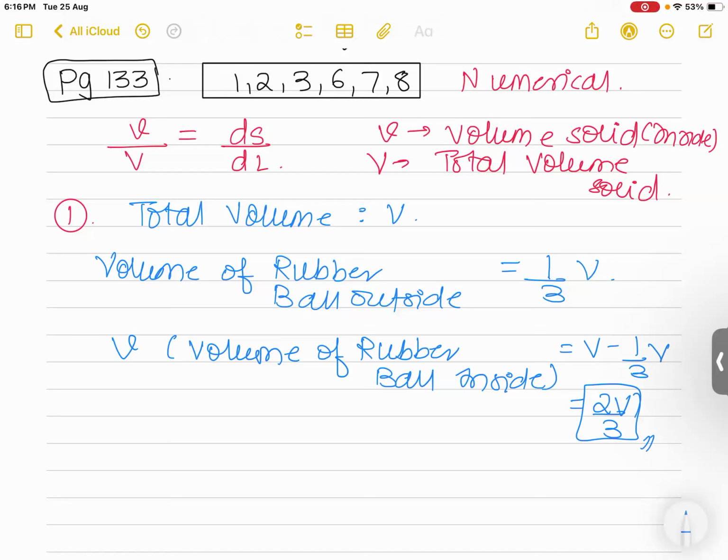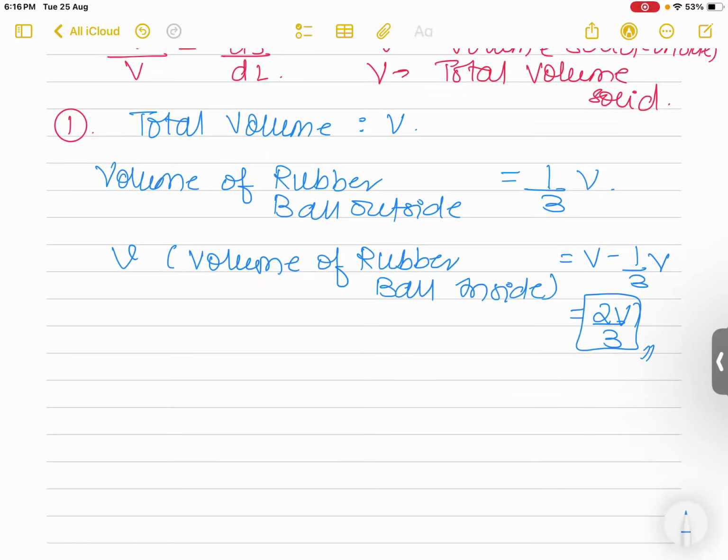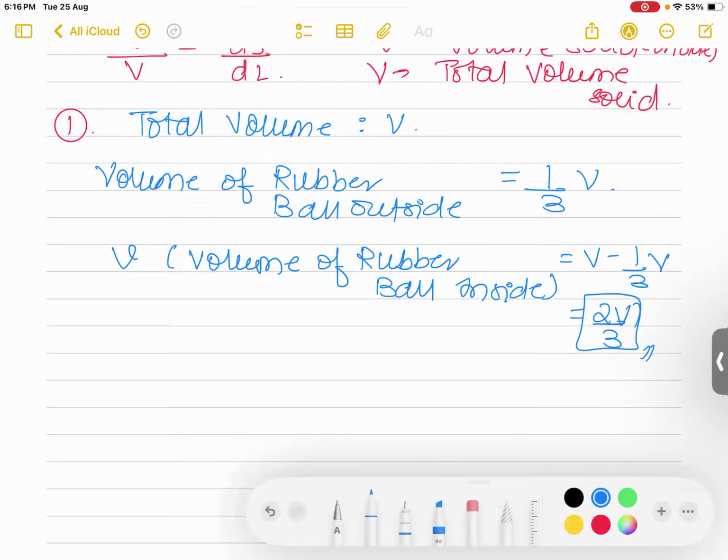Correct? Okay. Let's try to focus ahead. So we got this volume of the rubber ball inside the liquid. What is the next part given to us? Read. What is the density of rubber?